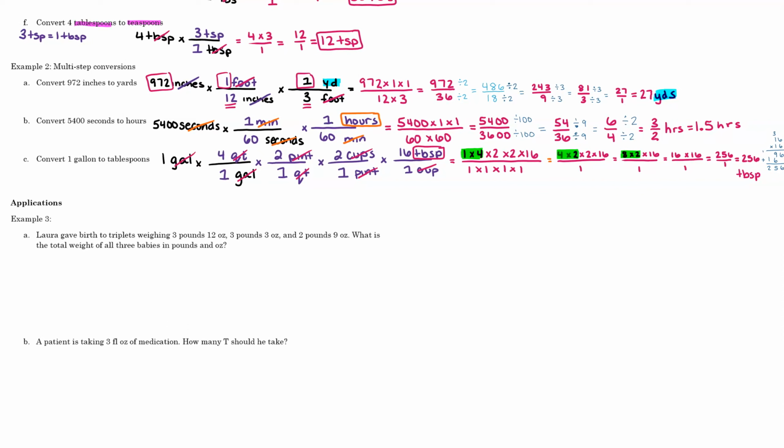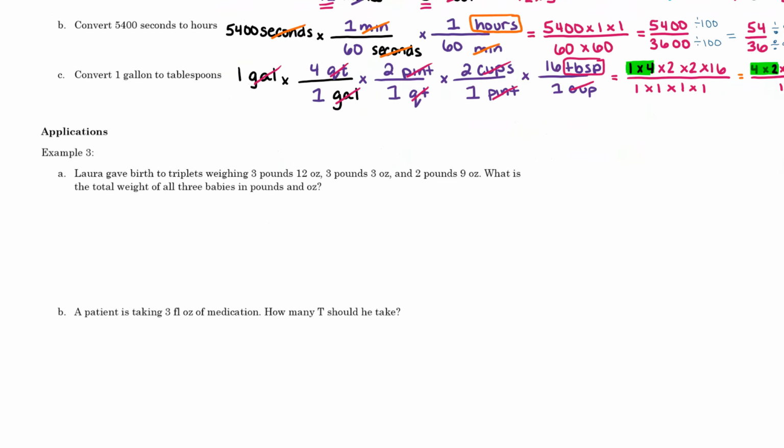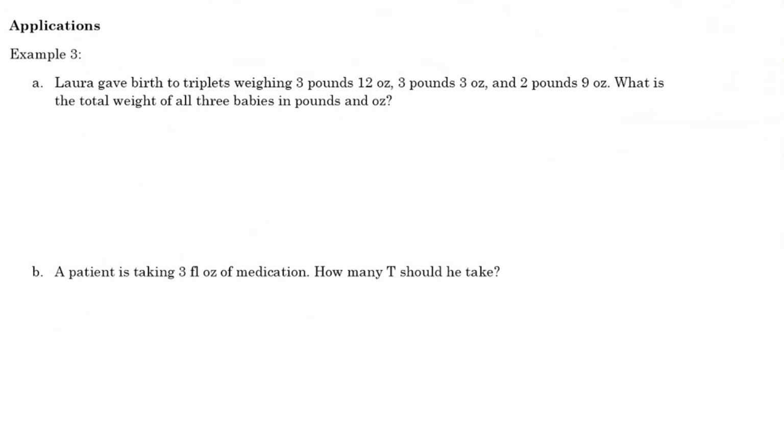Okay, so now Laura gave birth to triplets weighing 3 pounds 12 ounces, 3 pounds 3 ounces, and 2 pounds 9 ounces. What is the total weight of all 3 babies in pounds and ounces? So this is both an addition problem and also a conversion problem.